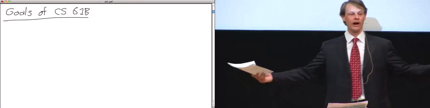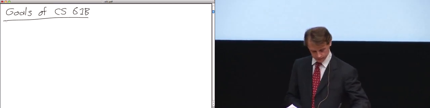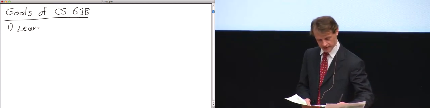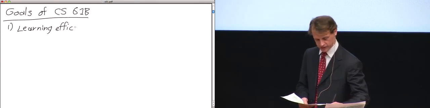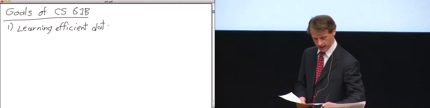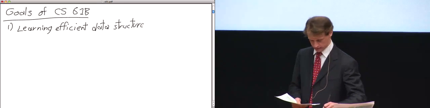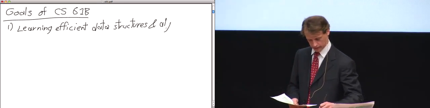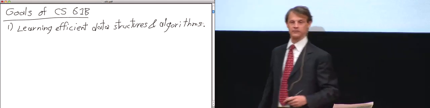All right. Why are we here? What is the goal of CS61B? There are 4 main goals, I would say. The course is called Data Structures, and we're going to learn how to understand, analyze, and program efficient data structures and algorithms for getting things done. What does that mean?